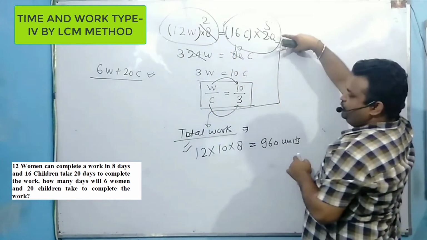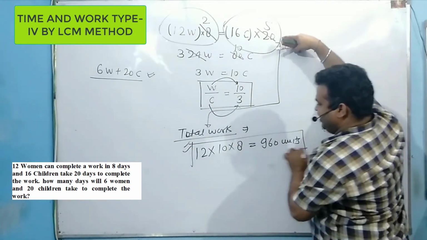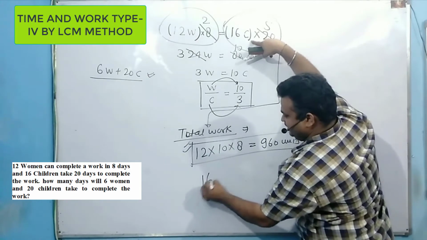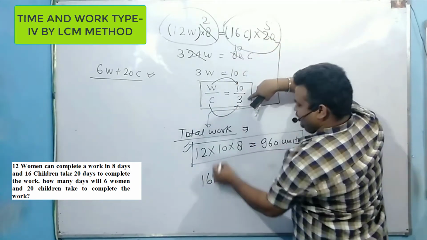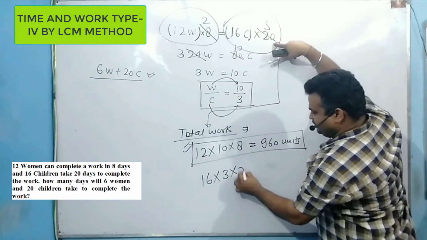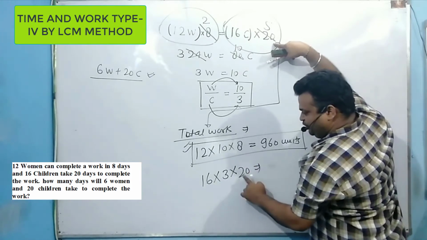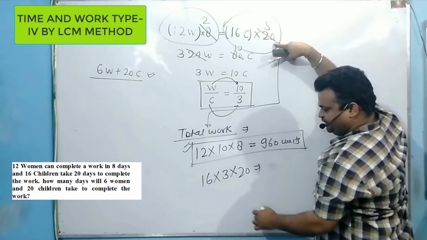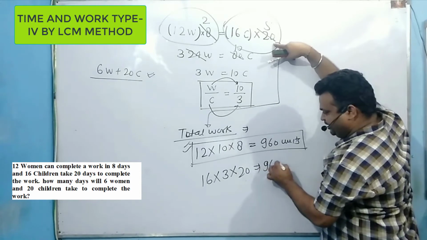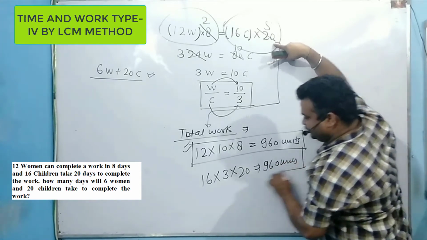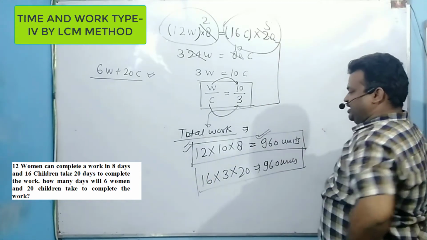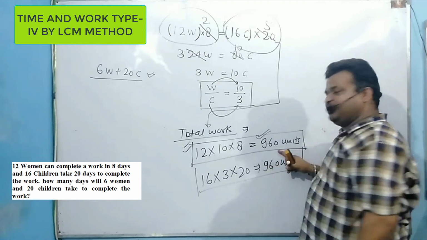You can also calculate the total work done by the other equation. 16 children work 3 units per day for 20 days. If you multiply this value, 16 3s are 48, 48 2s are 96, so you will get the same unit. So this is my total work to be completed: 960 units.